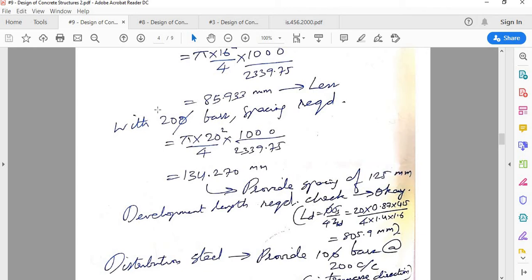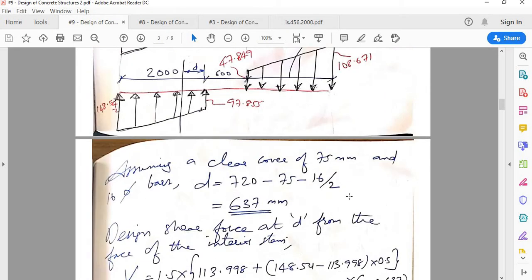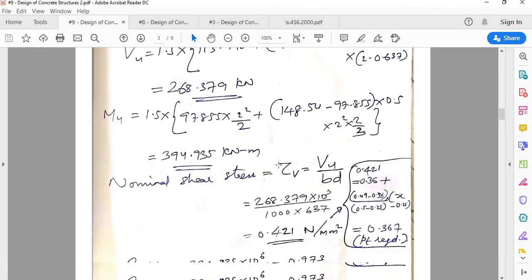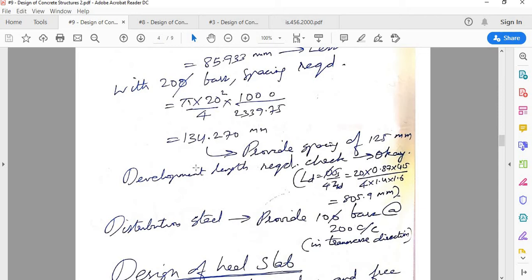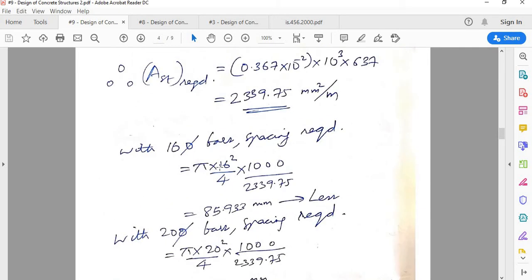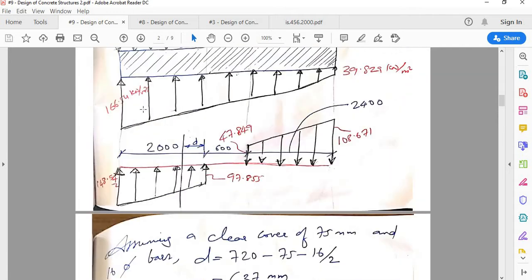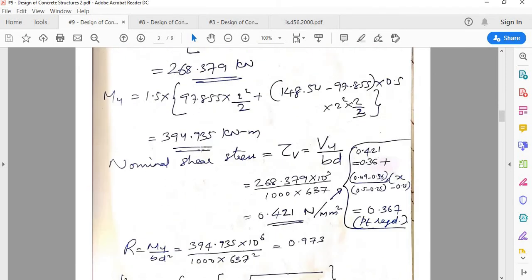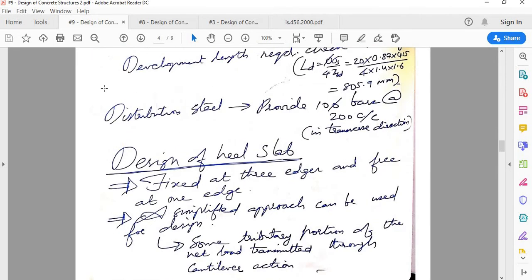Now if you are using a 20 dia bar, there will be a small revision in effective depth and all, but it is only minor, so we won't do the recalculation. So that is the design of the toe slab. For the toe slab, this is the direction of predominant bending. In the other direction, we can provide distribution steel at 10 dia at 200 mm.